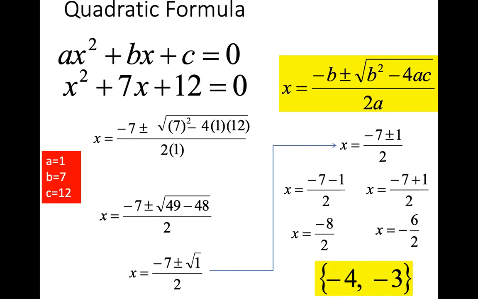By the way, this one is factorable. What 2 numbers multiply to 12 and add up to 7? 3 and 4. So when you do the zero product property, you get -4 and -3. Yeah, that's pretty much it.